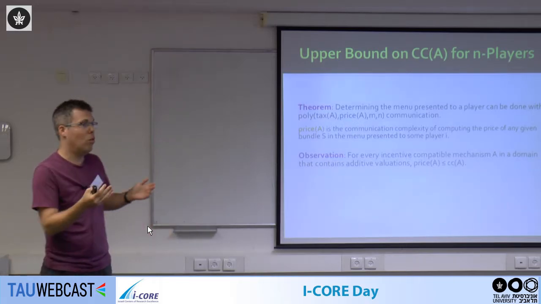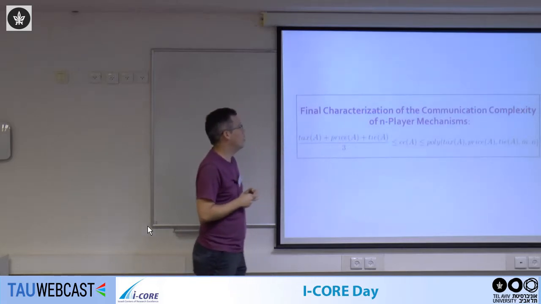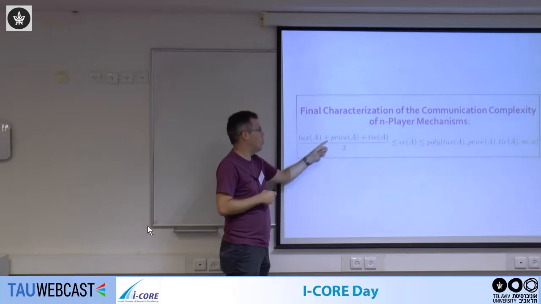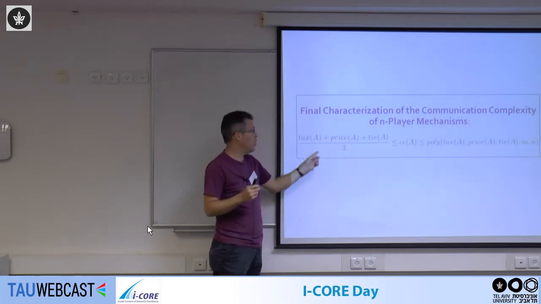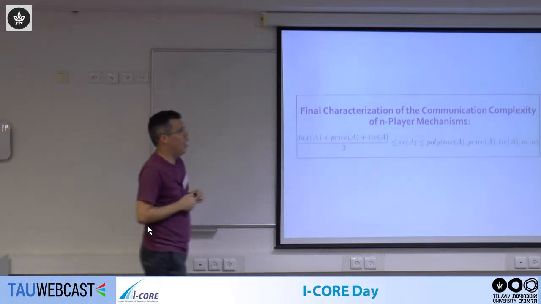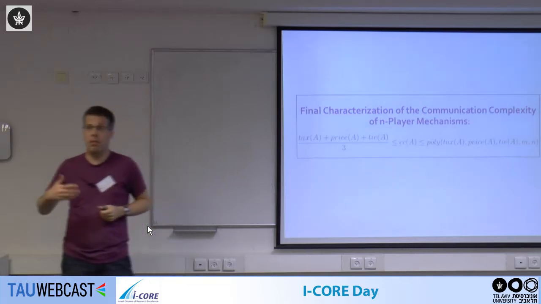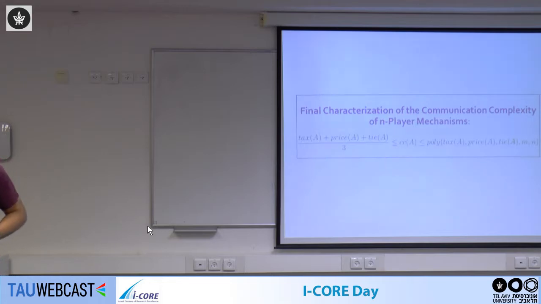So with our full protocol, we can have the final characterization for n-player mechanisms. It's easy to see that the communication complexity of price A is at most the communication complexity of the mechanism, so the average is also at most the communication complexity of A. And for the other side, we just compute for every player the menus that he is presented with, break ties, and that's it. Okay, questions?